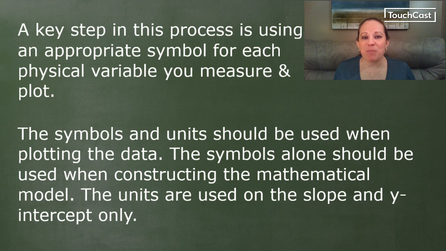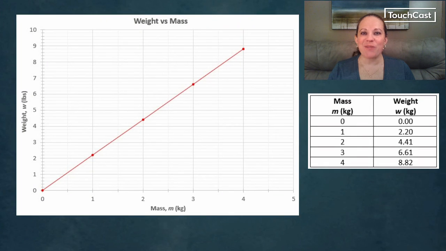And a key step in this process is using an appropriate symbol for each physical variable that you measure and plot. The symbols and units should be used when plotting the data as labels on the axes. The symbols alone should be used when constructing the mathematical model, and the units are used on the slope and y-intercept only. Take, for example, this weight versus mass data from video 1.